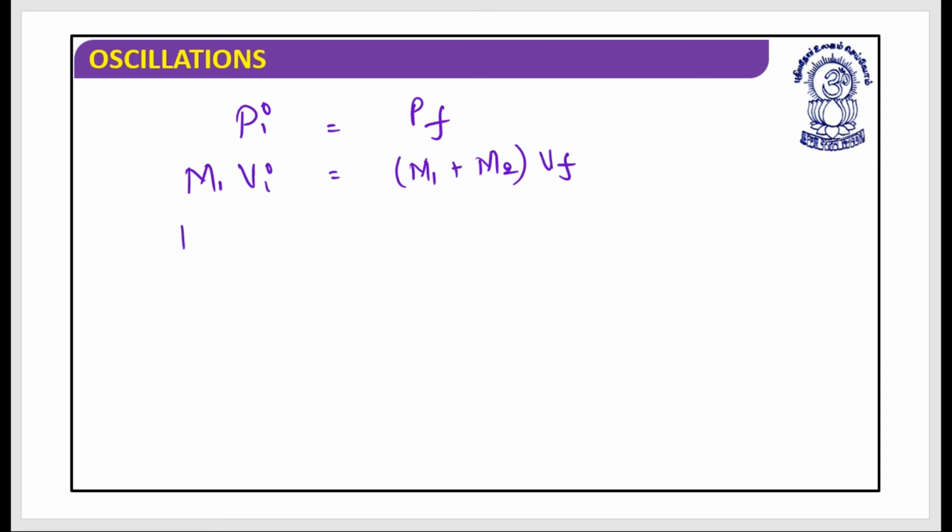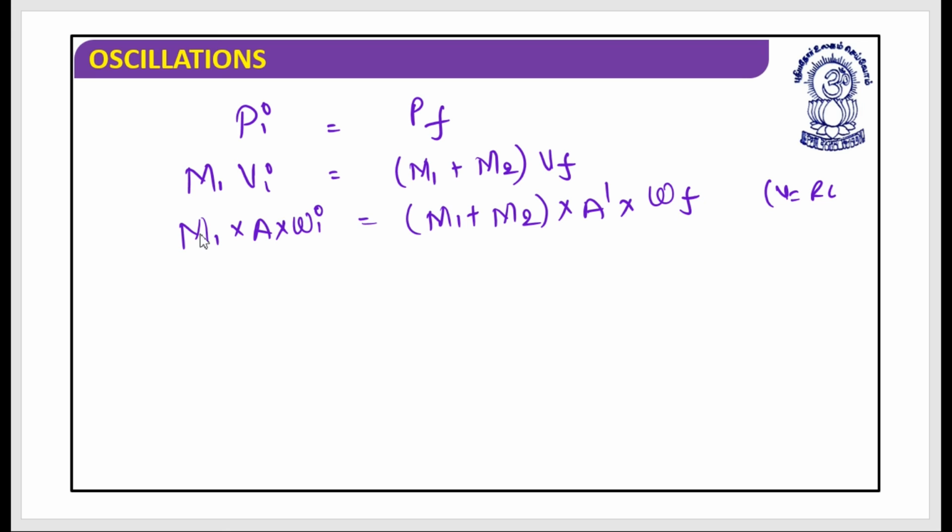So when I have v initial, I can write it as amplitude a multiplied by omega initial, and this is equal to m1 plus m2 multiplied by amplitude a dash multiplied by omega final. Yes, I have used v equals r omega, and r is the extreme position. I hope this is clear. So the situation will be m1 multiplied by a multiplied by omega.